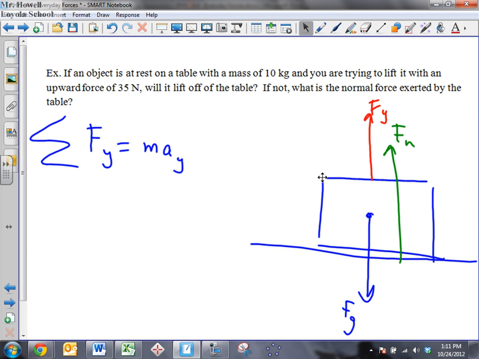So why do you need to add up forces? You just need 35. That's all you have. You don't have any.